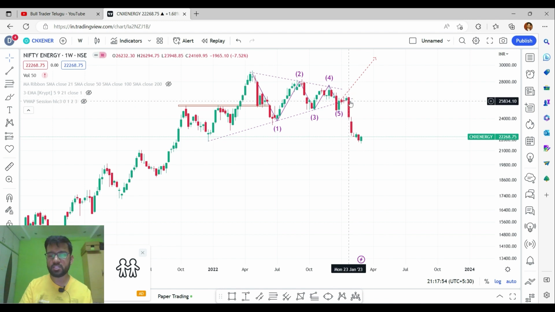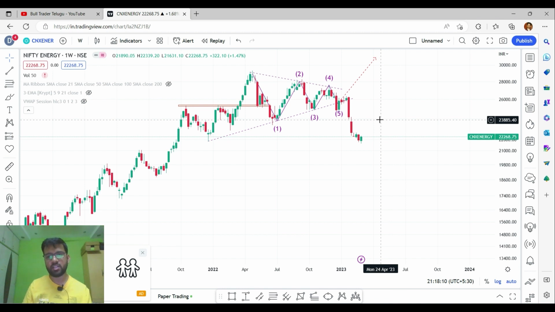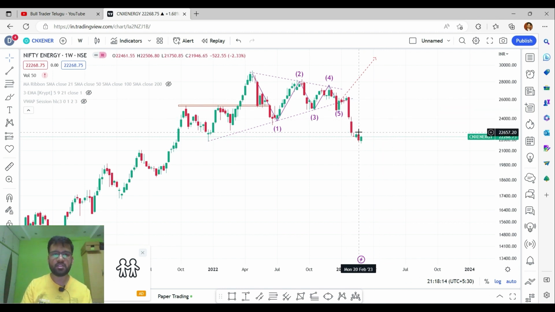But if the market closes above this level, that is 26,294 levels, in the coming weeks or months, then we can see that this fall has been completed, and we can see a good rally in the Nifty energy as well. But as of now, we can expect only a minor correction, and from there the market can turn around and fall again, or it can resume its primary trend, that is this bearish trend.